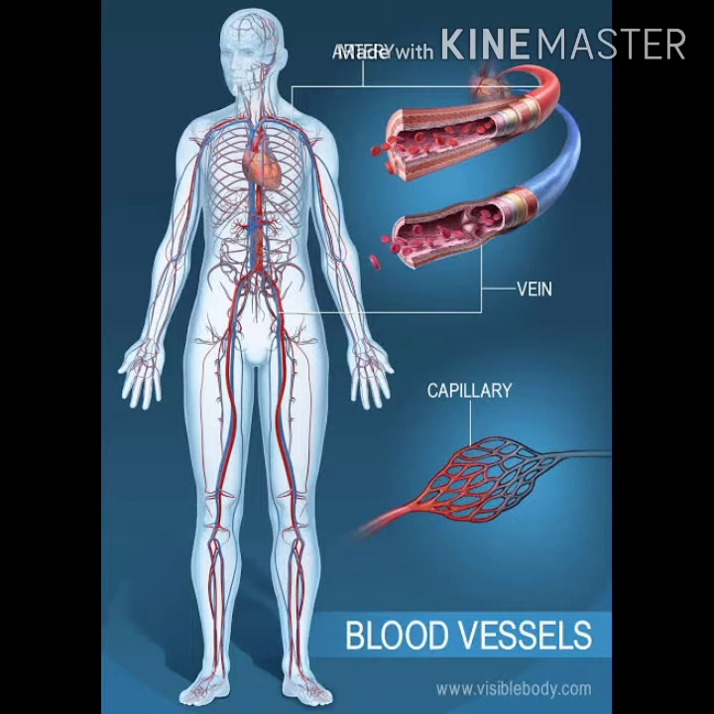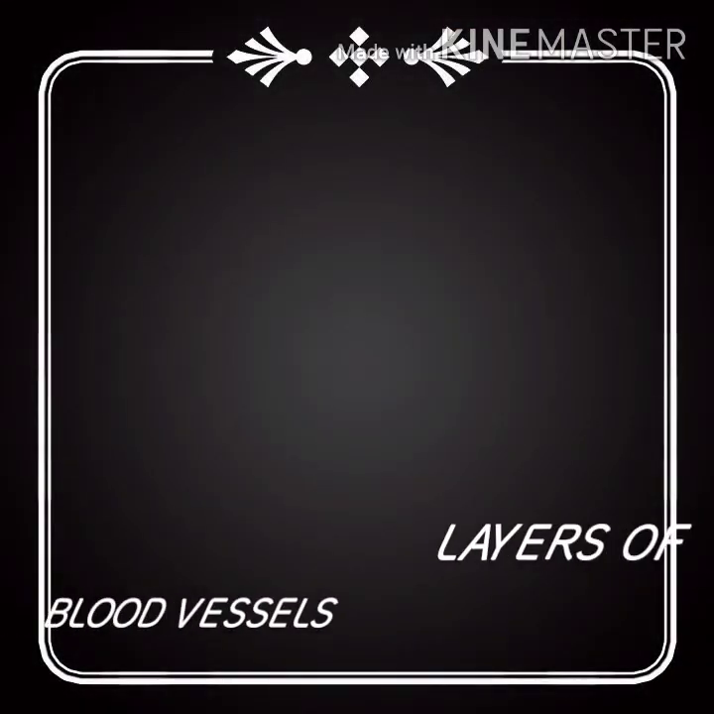And lastly, the capillaries. These are the smallest and thinnest of the blood vessels in the body and also the most common. They connect to the arterioles on one end and venules on the other. Capillaries carry blood very close to the cells of the tissues of the body in order to exchange gases, nutrients, and waste products.